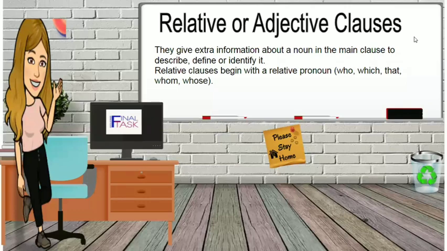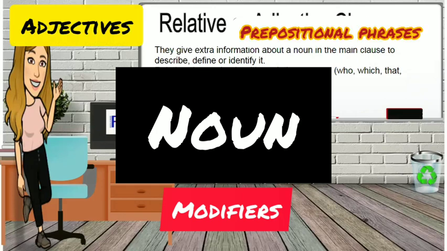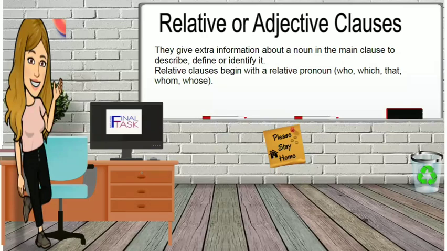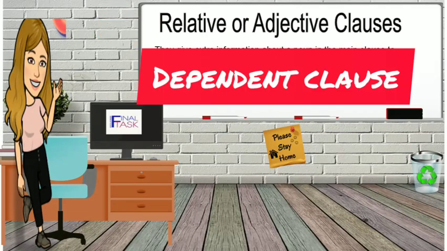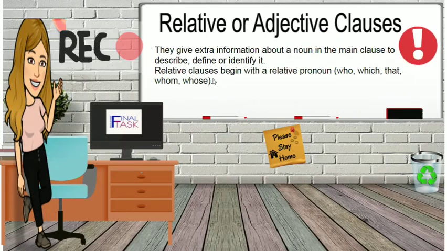Let's also recall that when you need to give extra descriptive information about a noun, you can add modifiers such as adjectives, prepositional phrases, and noun modifiers. As a modifier, you can also use a relative clause, which is a dependent clause that begins with a relative pronoun, such as who, which, that, whom, whose. A relative clause gives extra information about a noun in the main clause to describe, to define, or to identify it.